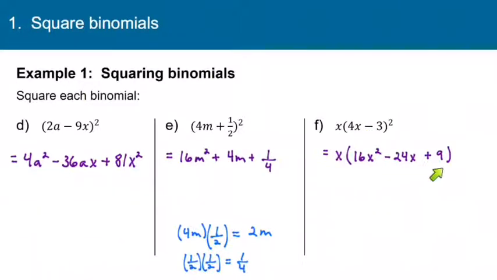Now we can distribute the x. So x times 16x squared would be 16x to the third. X times negative 24x would be negative 24x squared. And x times 9 would be positive 9x.